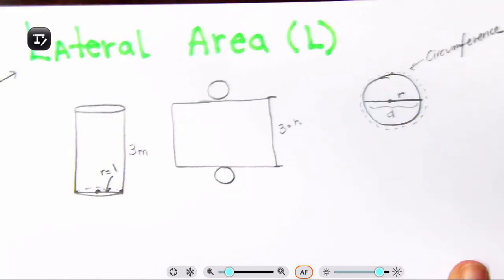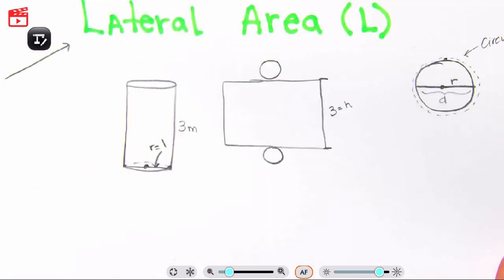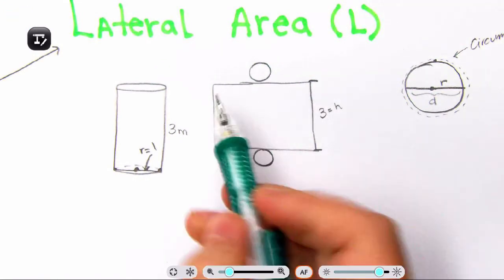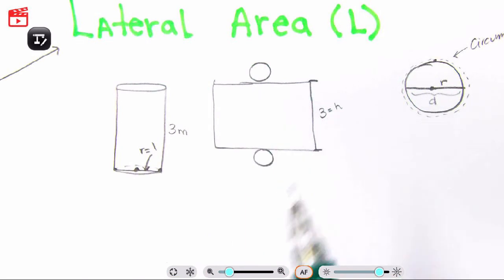Sorry, it's kind of small. I'm trying to squeeze it into my paper. That is called the circumference. So when this was the height of the cylinder, this part right here is actually the circumference. So then it's kind of like, well, what's the circumference of a circle?